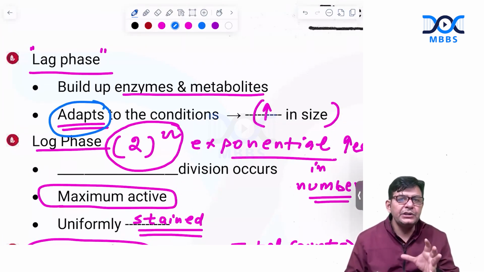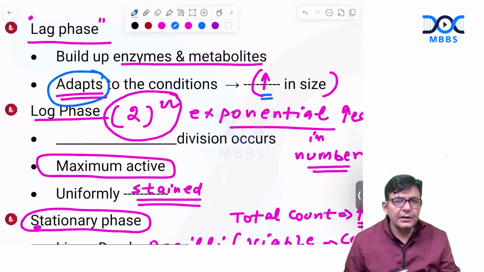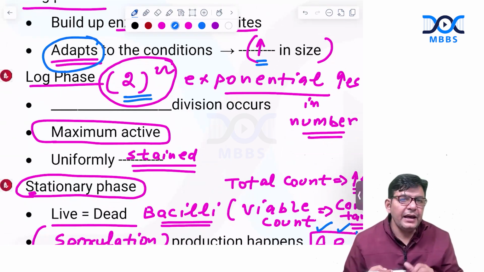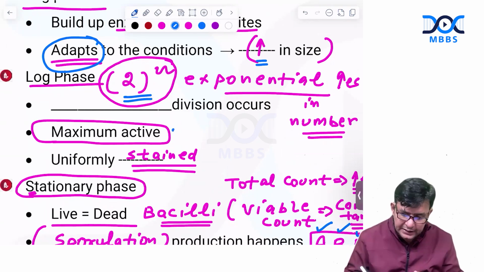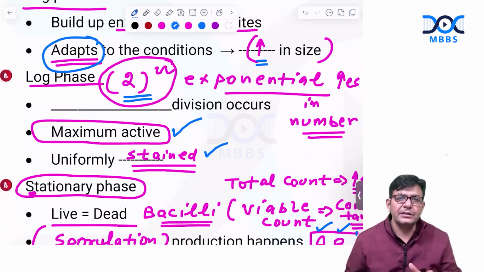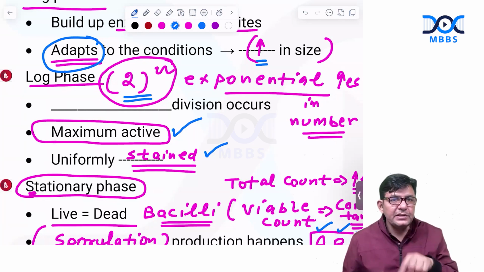And when they adapt to that liquid culture media, what is increased? There is an increase in the size. Then comes the log phase. And the log phase is what? Log phase is to the power n. Exponential increase in numbers is there in the log phase. This log phase is maximally active and it is uniformly stained. Now in this the number increases. What is not increased? Growth rate. The numbers increase, growth rate remains constant. To the power n, exponential increase.